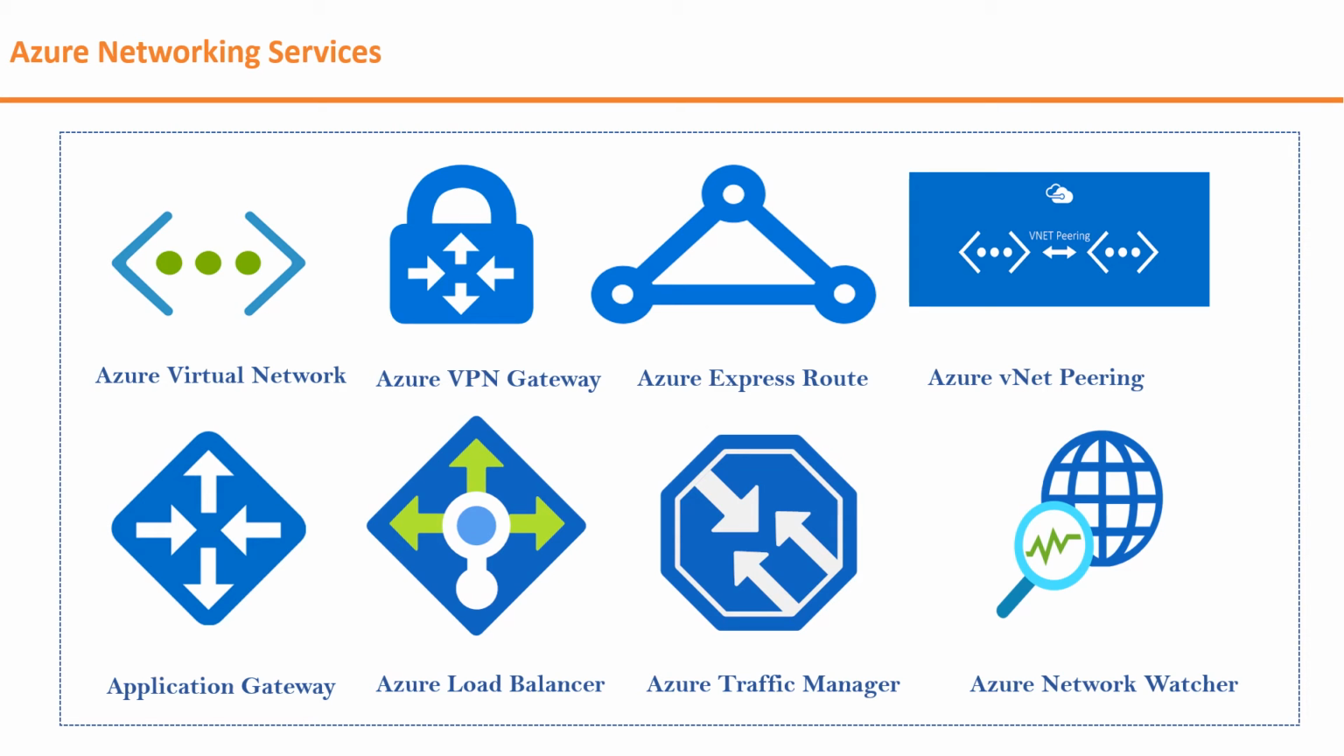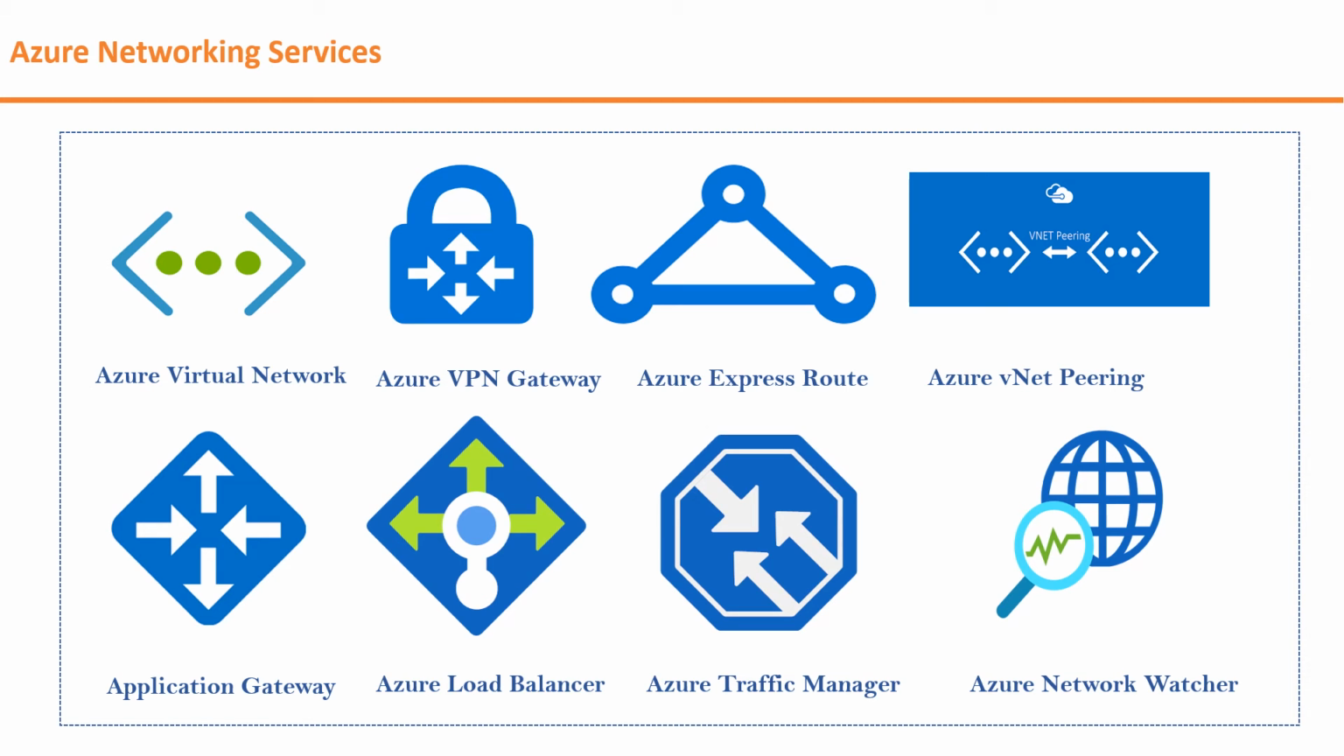The next service is Azure VNet peering. Virtual network peering enables you to seamlessly connect two or more virtual networks in Azure. The virtual networks appear as one for connectivity purposes. The traffic between the virtual machines in peered virtual networks uses the Microsoft backbone infrastructure, like traffic between virtual machines in the same network. Traffic is routed through the Microsoft private network only.